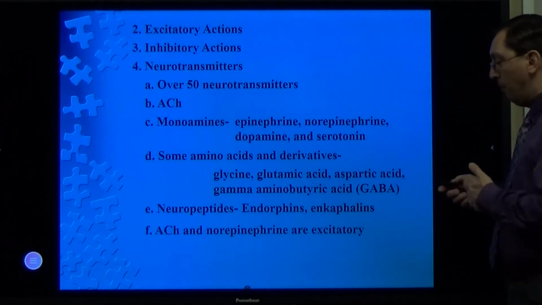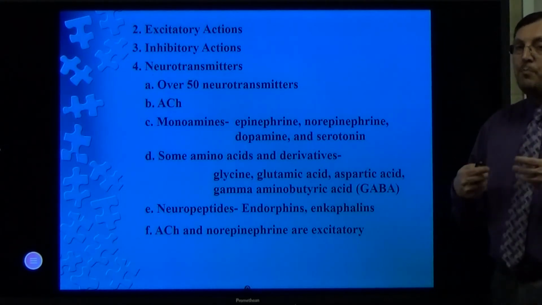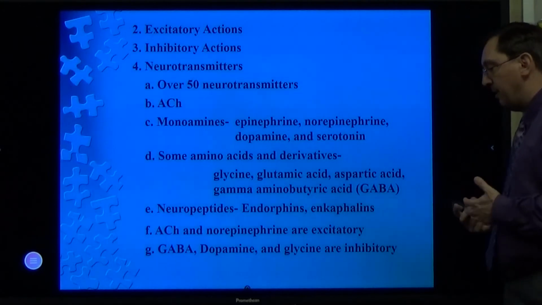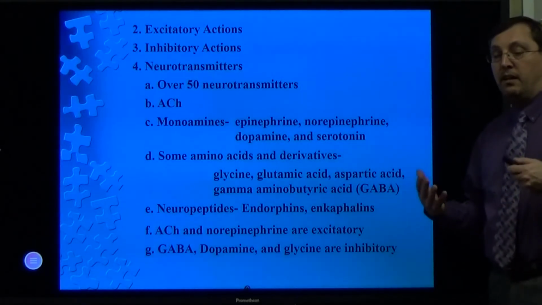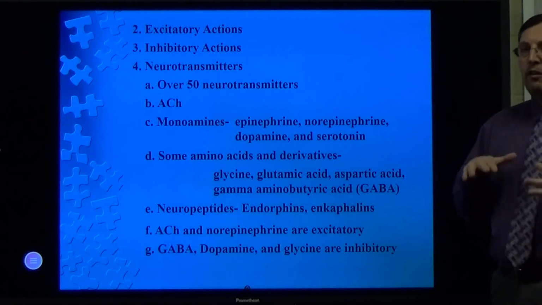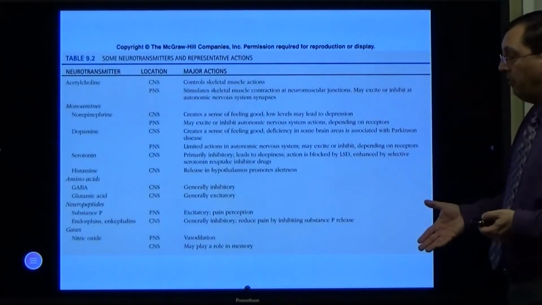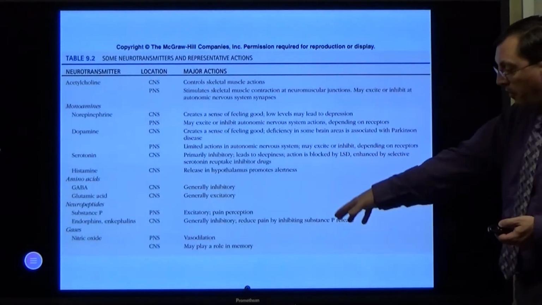Acetylcholine and norepinephrine are both excitatory. They basically speed up actions. Whereas GABA, dopamine, and glycine are all inhibitory. Dopamine in the body basically acts as a natural painkiller. It sort of numbs things down. So that shows you a few examples of some of these concepts and, in general, the things that they do.